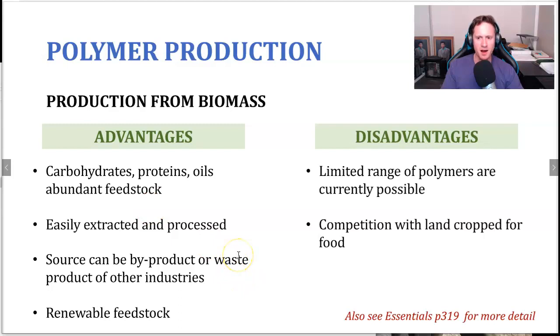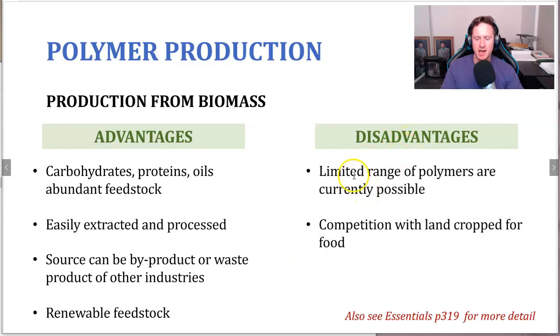So production from biomass, so renewable plant material. The advantages, carbohydrates, proteins, oils are abundant feedstock. We've got lots of access to these. They're easily extracted and processed just like the petrochemicals. The source can be a byproduct or waste product for some other industries. This is really important. So basically other industries have this renewable plant biomass material that we can use in order to make these polymers. We just need to set it up so it's happening, it's sustainable. It's basically the startup that's important. Renewable feedstock, so we can grow more plants, and that can happen again and again and again.